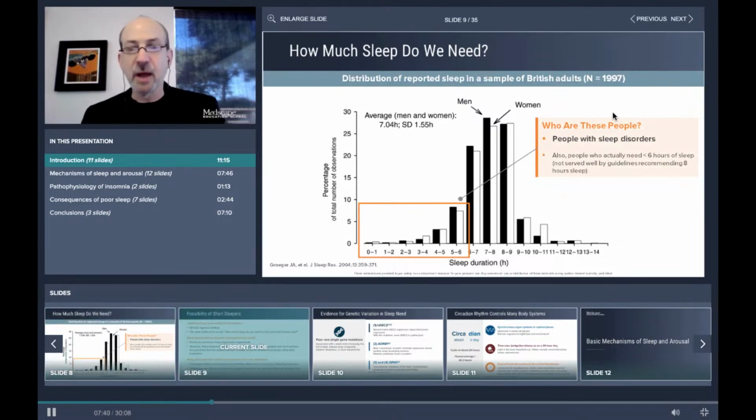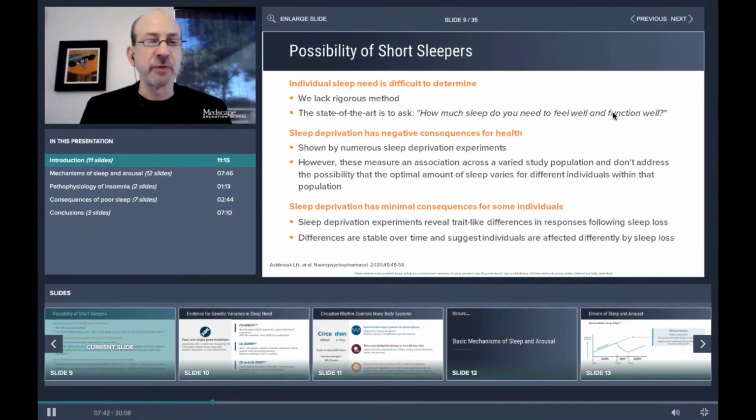Now, are there short sleepers? I'm just saying this so people understand, when they see a patient, how should they assess how much sleep they should be getting? Well, the reality is we don't have a perfect way or even a great way to figure out how much sleep an individual needs. We are at a state where the best we can do at this point in history is ask, how much sleep do you need to feel and function well?